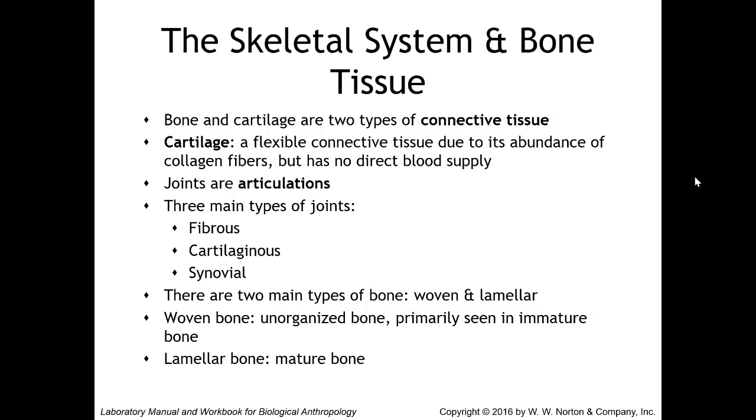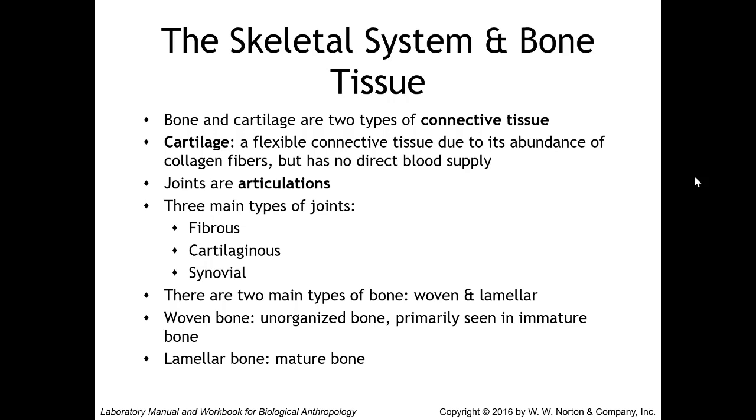So let's get into it. Bone and cartilage are two types of connective tissue, right? Connective tissue is just tissue that connects. You'd be surprised, bone and cartilage being connective tissue, right? I think blood is also considered a connective tissue. It's been a couple of years since I took anatomy, but bone and cartilage are two types of connective tissue.